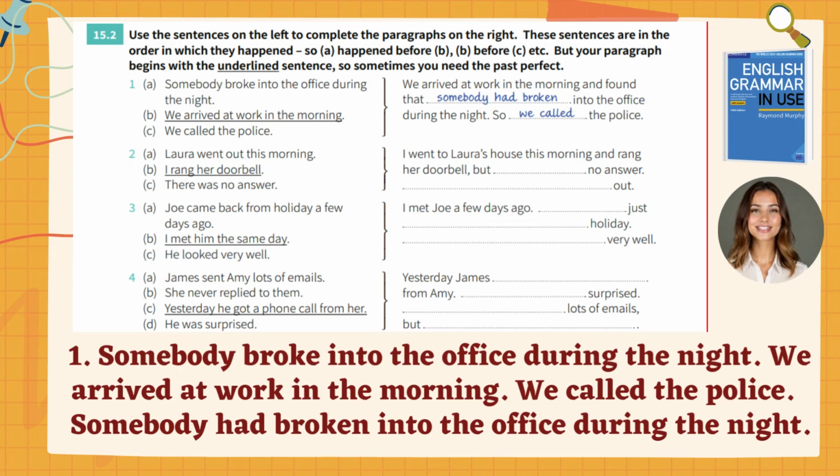We use past perfect because 2 actions happened in the past. One action, the break-in, happened before the other, your arrival. Past perfect makes the time relationship very clear. First, the crime happened. Then, you arrived and discovered it. Finally, you called the police. If you only used past simple, it would sound like everything happened at the same time, and that would be confusing.